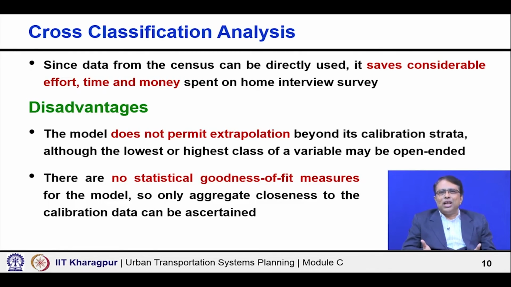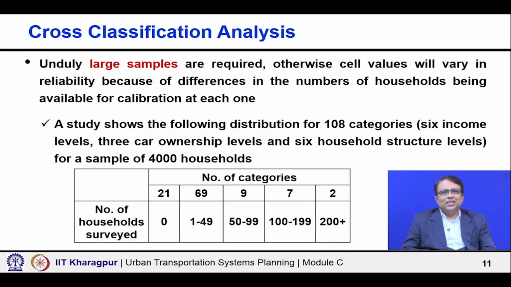You calculate the WTP value from stated preference data. How will you go to the field and validate it? You cannot do that. But the statistical goodness of fit gives you a good amount of confidence. That is missing here. Then unduly large samples are required, otherwise cell values will vary in reliability because of differences in the number of households available in the calibration of each one.